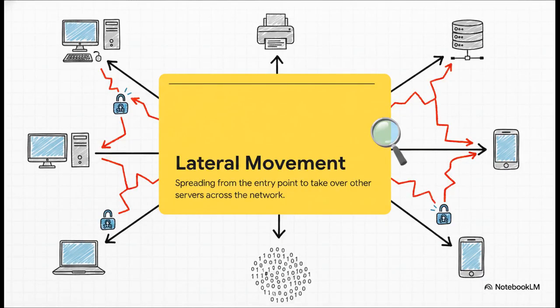Let's focus on that crucial final step for a second. Lateral movement is exactly how a single compromised office computer snowballs into a total corporate meltdown. Once hackers squeeze inside that initial forgotten hole, they don't just hang out on that one vulnerable printer or old laptop. No, they move laterally. They spread out, they steal administrator credentials, and they take over other highly secure servers across the entire network until they own absolutely everything.